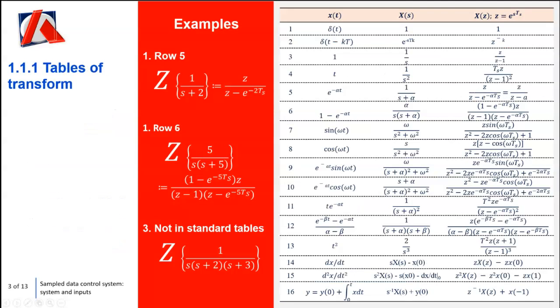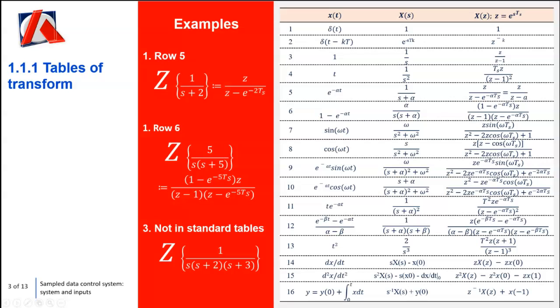So just to get you familiar with using the tables of transforms again: in previous years, when we looked at continuous control, we would have converted from the time domain to the S domain. We also would have taken inverse Laplace and converted back to the time domain. So now what we're going to do is take a continuous transfer function and convert it into the Z domain. Okay, these are known as Z transforms.